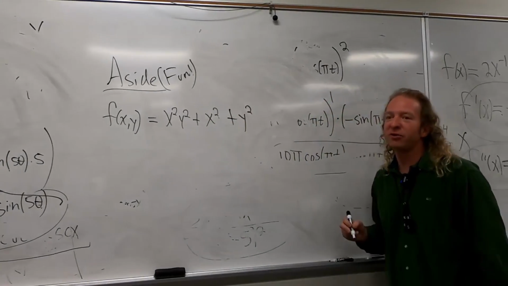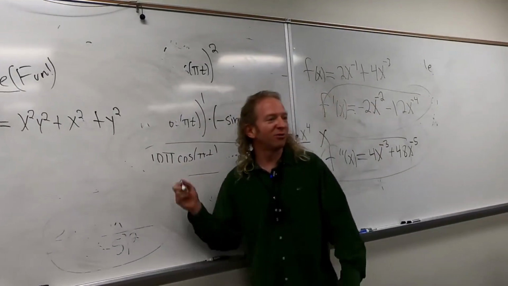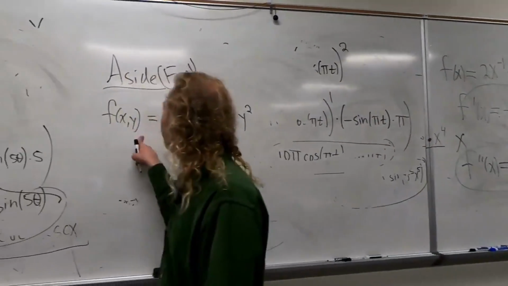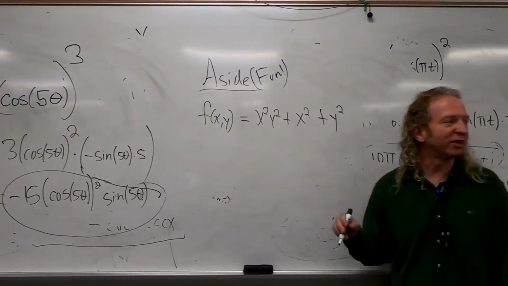Say you have x squared y squared plus x squared plus y squared. So this is a function of two variables, right? So how do you find the derivatives here? When you have functions of two variables, you take what's called partial derivatives, right?